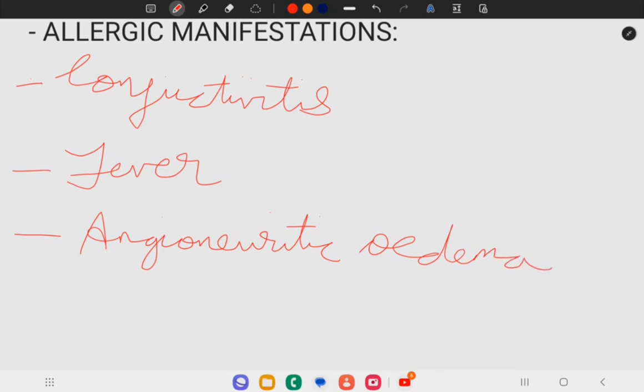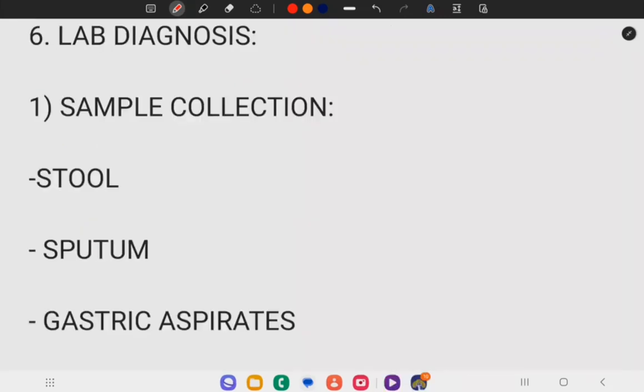Next we will go to the laboratory diagnosis. Stool, sputum and gastric aspirates are the samples collected for laboratory diagnosis. Stool is the specimen of choice. You can collect sputum and gastric aspirates also for the lab diagnosis.